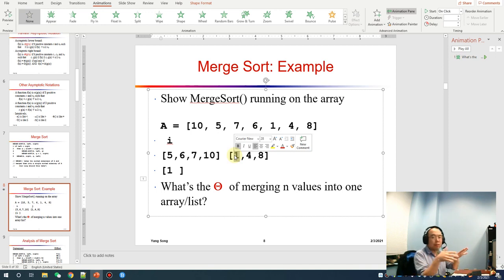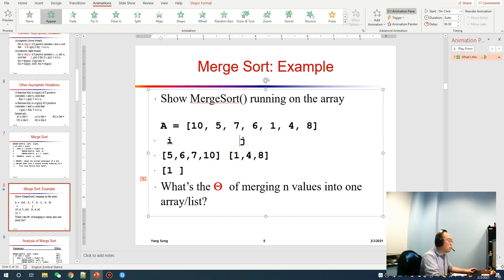1 is put into the final list. Now I want to move J to the next value, and then I do another comparison. I and J, which one is smaller? I find that J is smaller again, so 4 goes here. And then I want to move the J cursor down by 1 again.